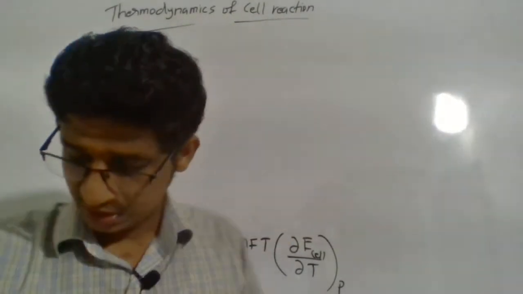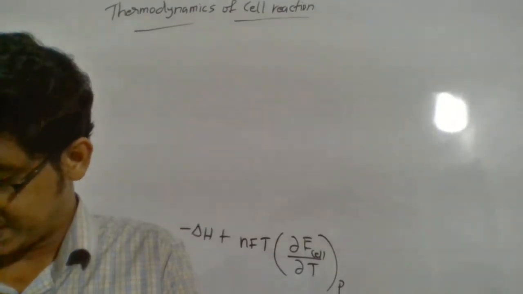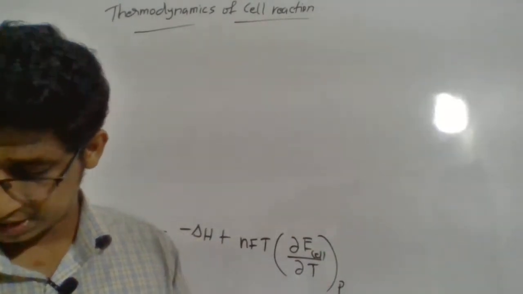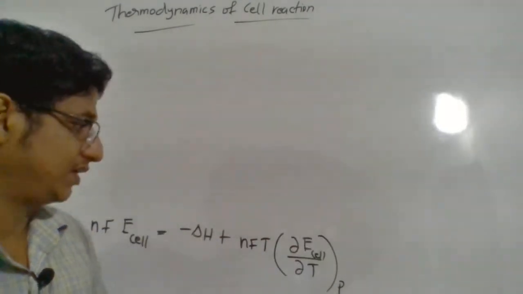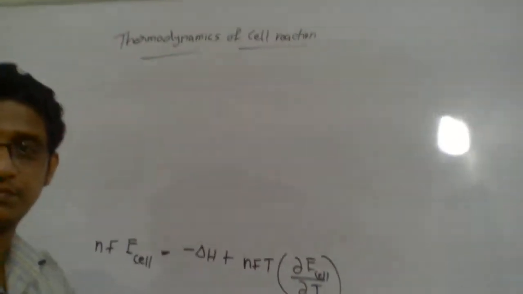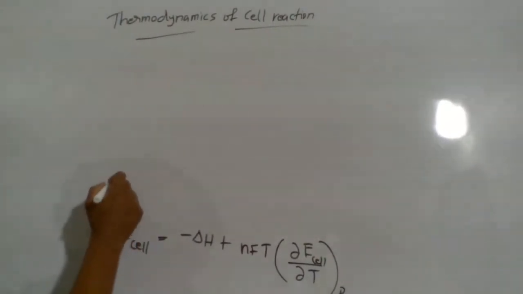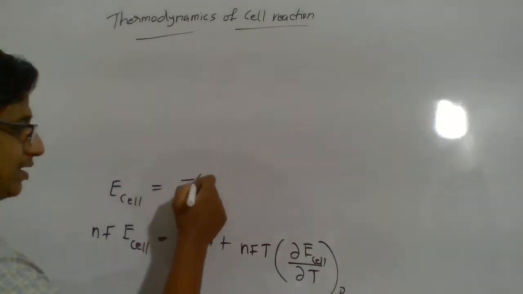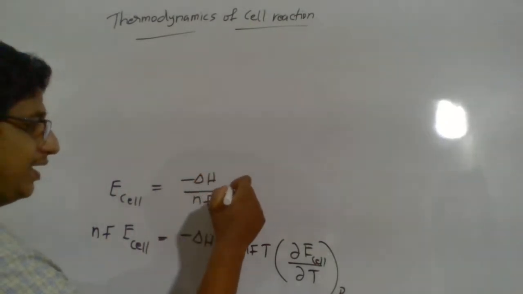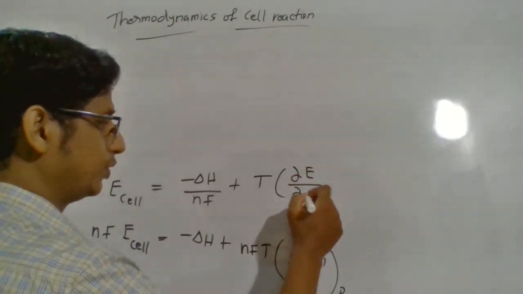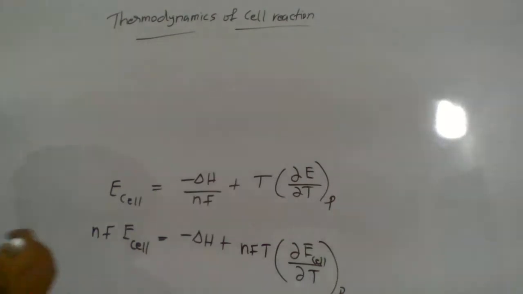Okay, so we already have an equation for delta G, which is equal to minus nFE cell, right? So now let us try to find an equation for delta H and delta S as well, the change in entropy. Now here, if you want an equation for E cell, you can still derive. E cell will be equal to, throughout you just divide the whole equation by nF, so nF will be cancelled. Here, minus delta S divided by nF plus, dividing by nF means that will be gone, T into dou E by dou T at constant pressure. So now have this equation also in your mind.